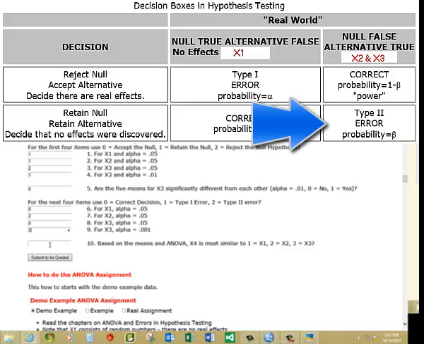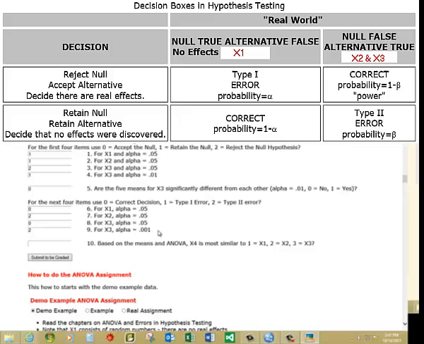And note that for x3, we've made a different kind of decision depending on where alpha was set. If alpha is set fairly high at 0.05, we make a correct decision. If alpha is set at a really low value, we make a decision error.